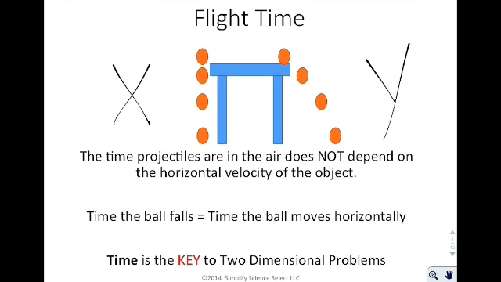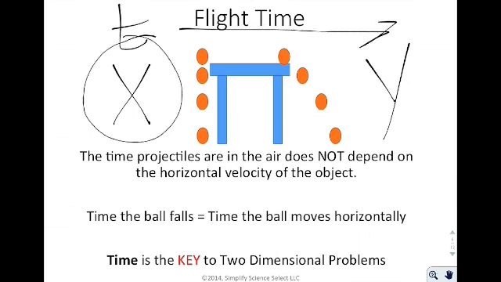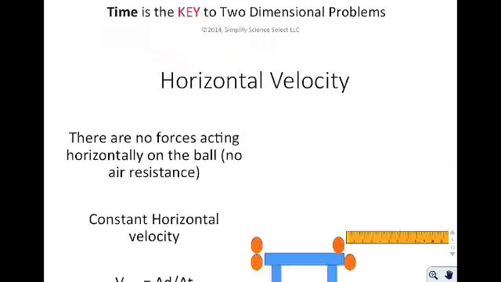Because if I can solve for the time in the x direction, the time in the x and the y direction are the same. So if you can use something from the x dimension to solve for time and then use the time in the y, that's how you're going to solve these particular problems. Flight time is the key because it's the same in both dimensions. It's the only variable in both dimensions.